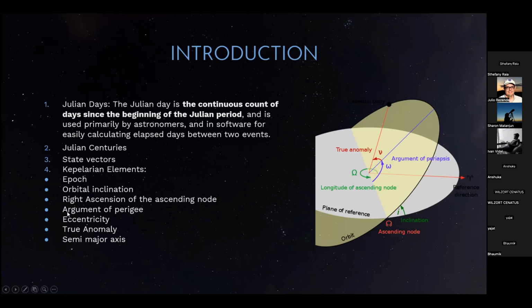Next on, we go on to the argument of perigee, short formed as AOP. It is basically the angle between the ascending node and the periapsis of the orbit. Next up, we have eccentricity. Eccentricity defines the shape of an orbit. True anomaly is basically the angle made by the celestial body with the periapsis. And semi-major axis is nothing but the distance of the body from, like, the Sun.